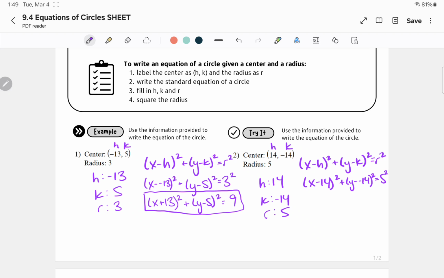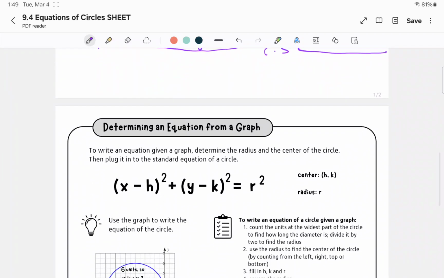All right, so we're writing the formula, we're plugging in. Now we're simplifying. x minus 14 stays the same. And it's just when we have this double negative, we need to simplify it. So minus a negative makes it plus. So we're going to do y plus 14. And then we just have to go ahead and square 5. So 5 squared is 25. So this is your equation of that circle, okay? So nice and easy, and then we take it one step further with the graph.